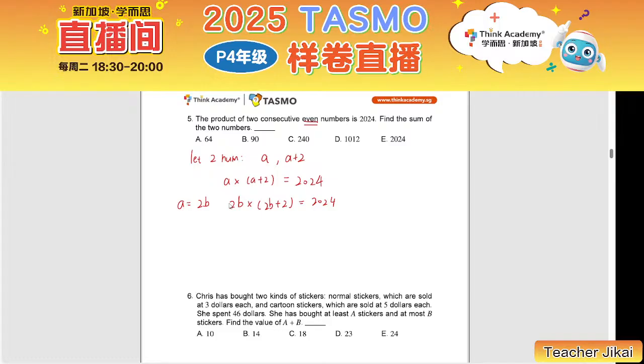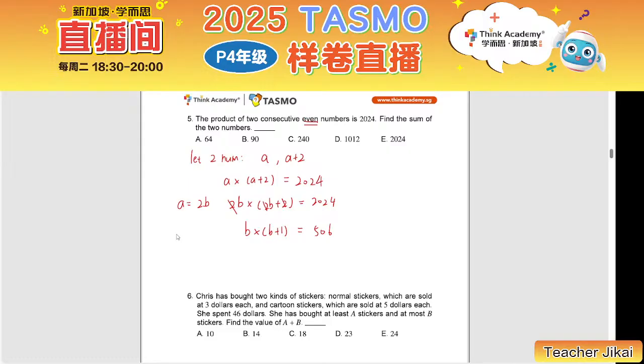So first we extract the 2, and then we extract the 2 in the bracket. So together we can extract two 2's here to make it into b times (b plus 1) equal to 2024 divided by 4, right? 506. So we know we have two consecutive numbers. They times together to give you a product like 506. What are the numbers here?